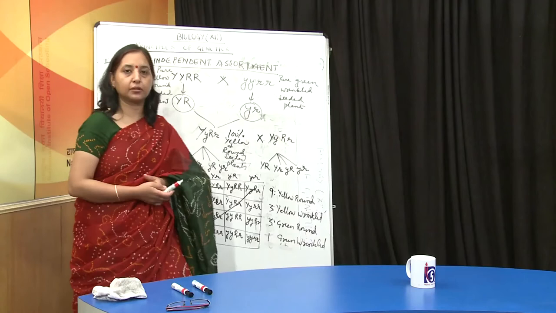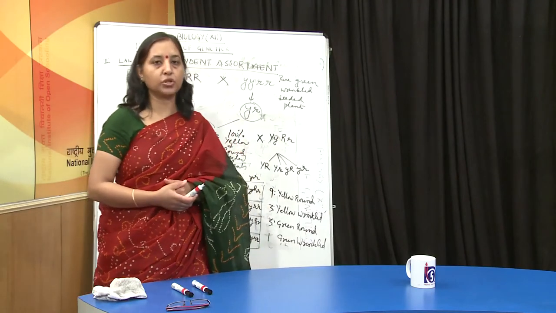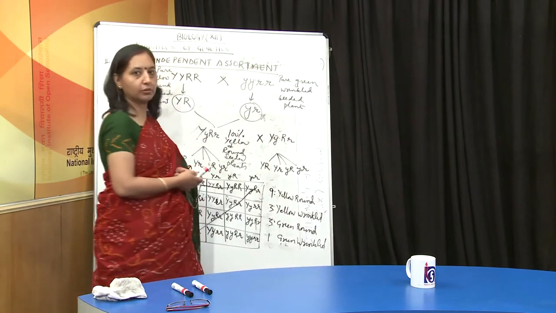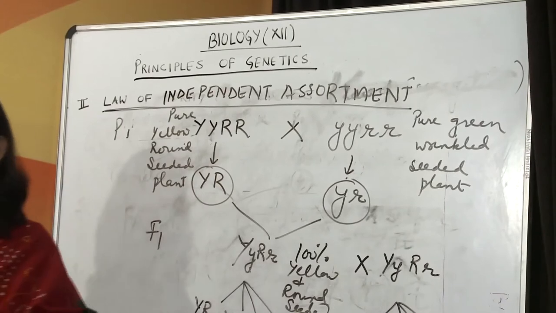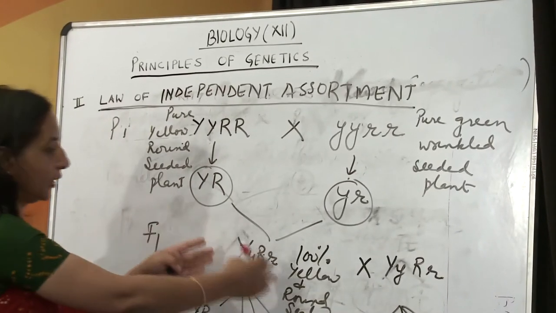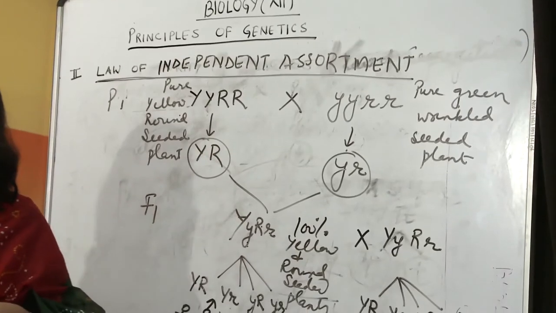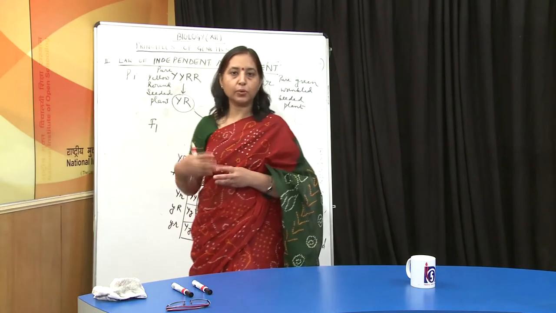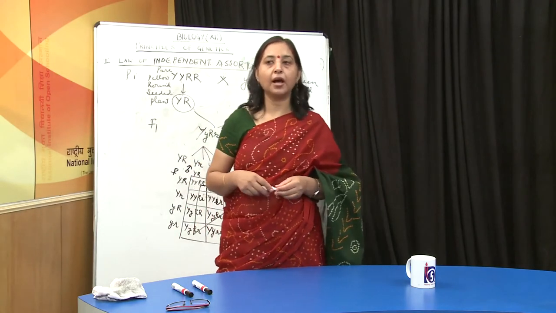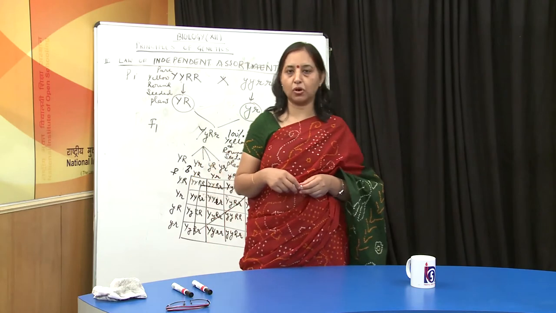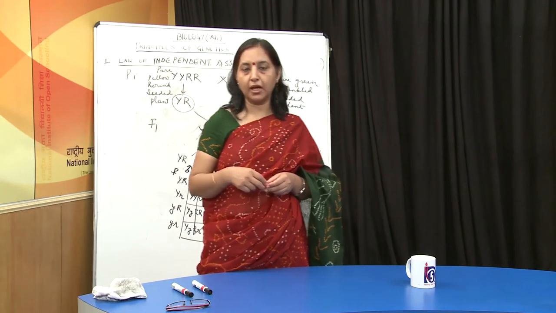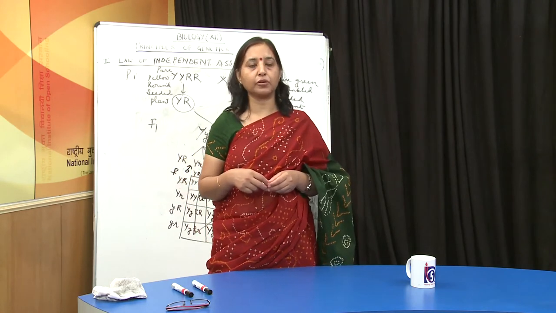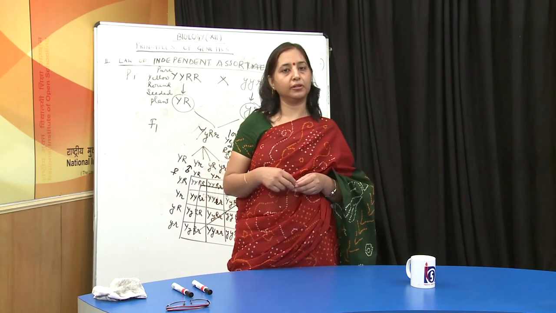So in a dihybrid cross, in the second generation, the ratio is going to be 9:3:3:1. And as per the law of independent assortment, even if there are two characters taken into consideration, the sorting out takes place quite independently and all possible combinations are found in progeny. These were the three laws given by Mendel after he made his experiments on Pisum sativum or garden pea.